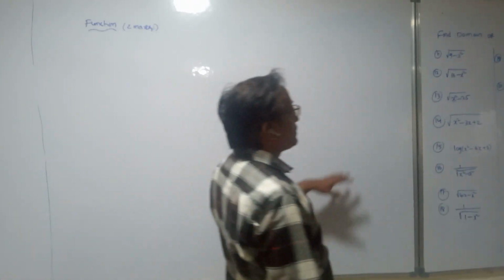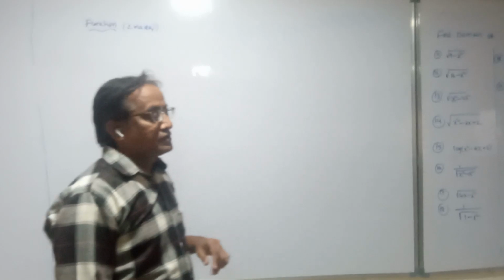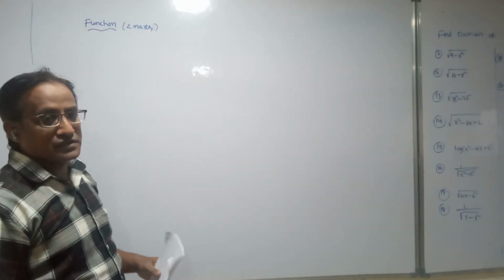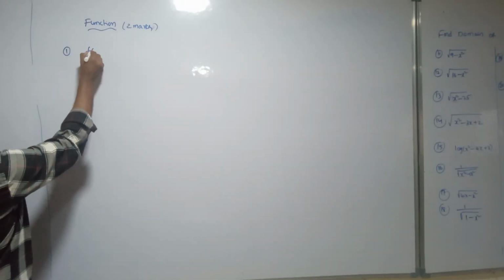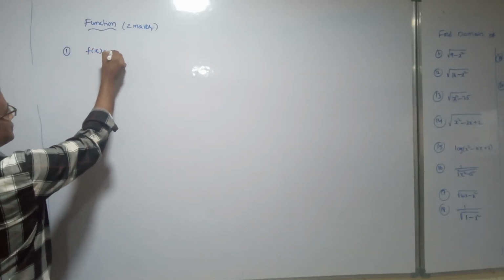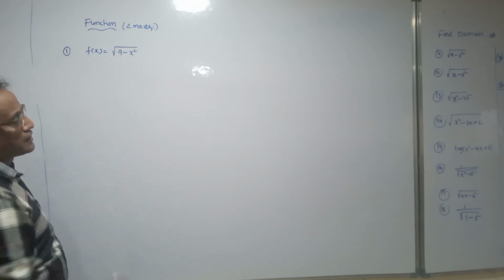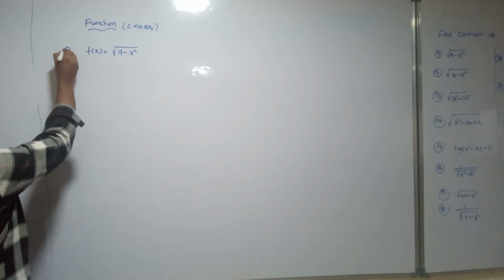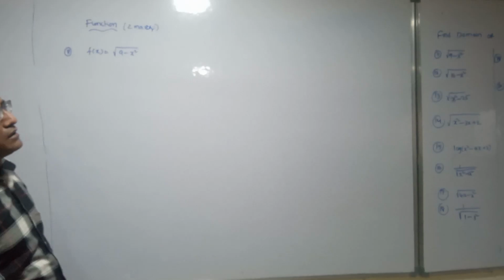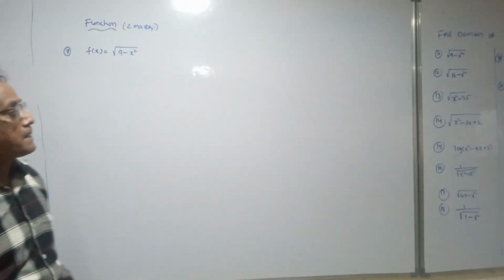Next, a very important concept: finding the domain of the given functions. First, you have to find the domains of the given functions. The first question is f of x equals square root of 9 minus x square. This is the 11th one in your assignment.